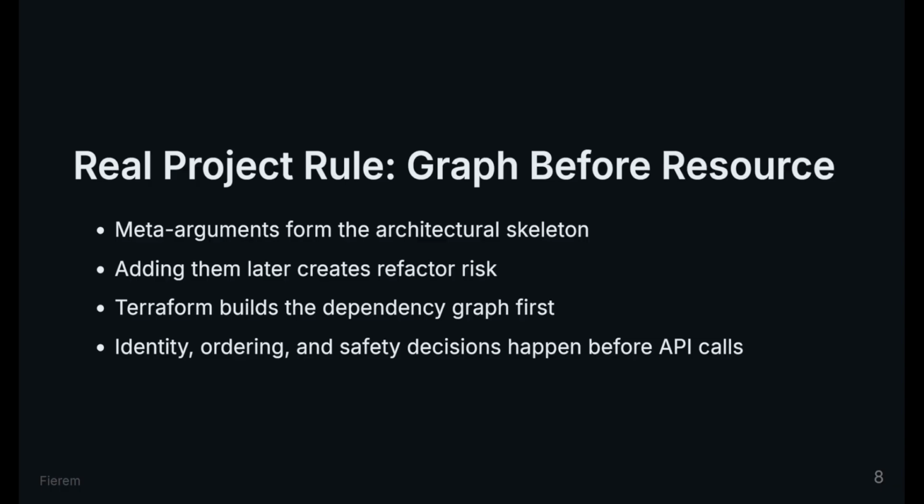The outcome is that early design choices determine how safely a project can evolve. Choosing count when stable keys are required, or adding lifecycle rules too late, forces disruptive refactors once infrastructure already exists.